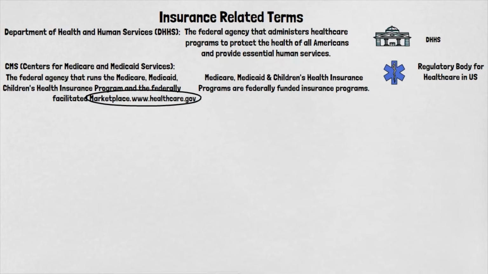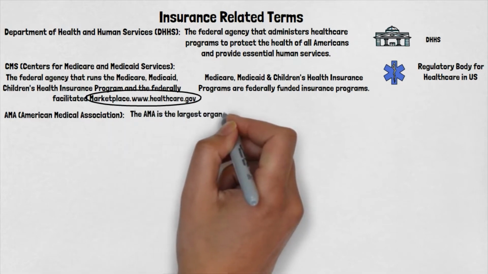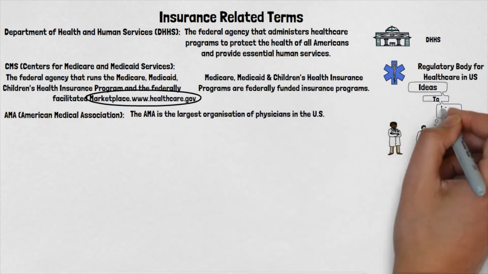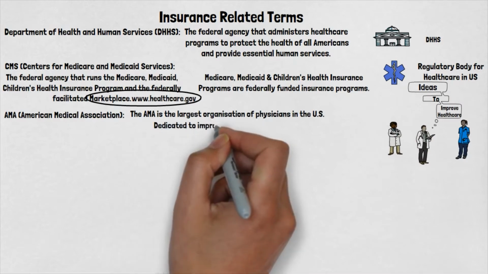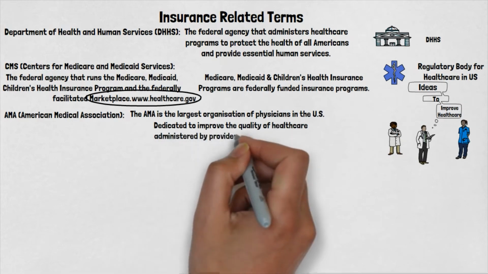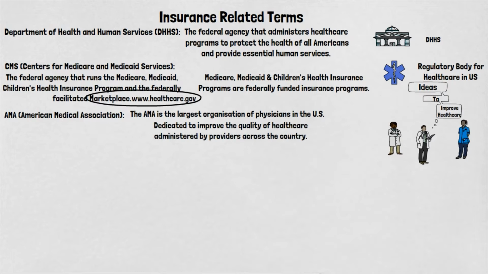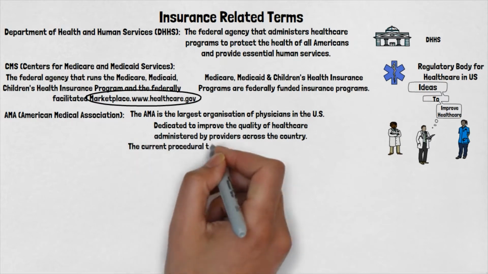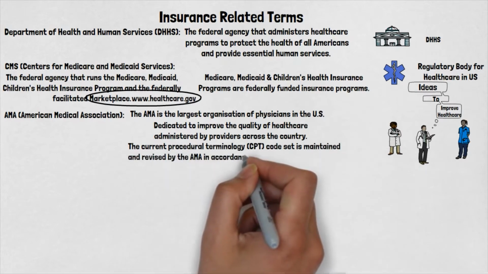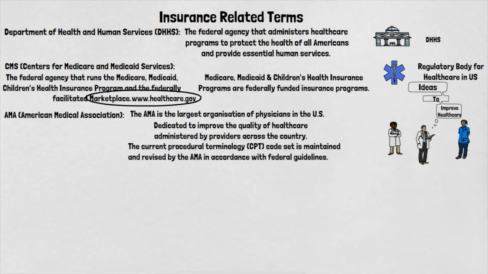Now the next one is AMA, American Medical Association. Now this is something similar to IMA, Indian Medical Association. The AMA is the largest organization of physicians in the US dedicated to improving the quality of healthcare administered by providers across the country. The current procedural terminology CPT code set is maintained and revised by AMA in accordance with federal guidelines. So the AMA collaborates with federal agencies like CMS when making changes to the CPT code set.